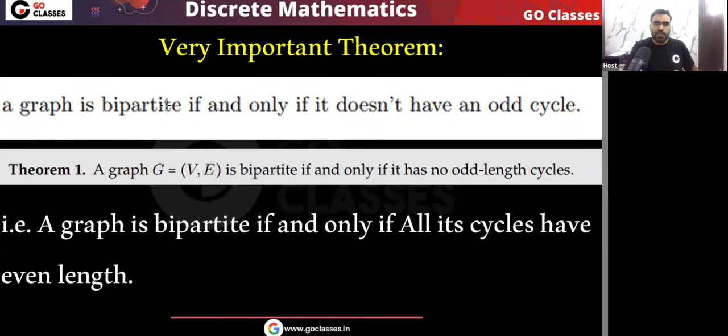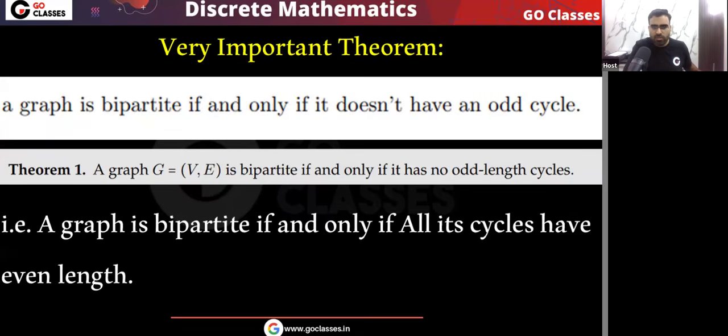Okay, so a graph is bipartite if and only if the graph does not contain any odd length cycle. Or you can say that a graph is bipartite if and only if every cycle in the graph has even length. If there is a cycle, then it should have even length. Basically there should be no cycle which has odd length. There should be no cycle of length 3, length 5, length 7, length 9, and so on.